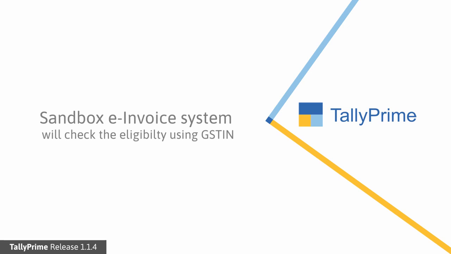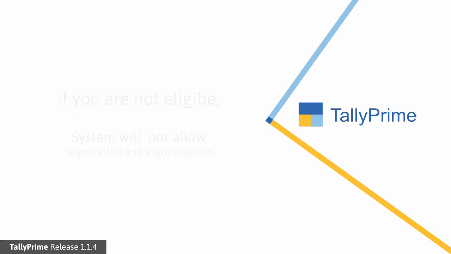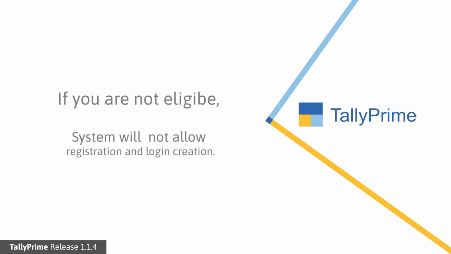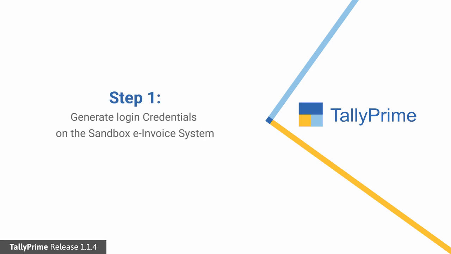The e-invoice API testing system identifies the eligibility through your GSTIN. If your business is not eligible for e-invoicing, then you will not be able to register and generate your sandbox credentials. Generate sandbox credentials on the e-invoice API testing system.